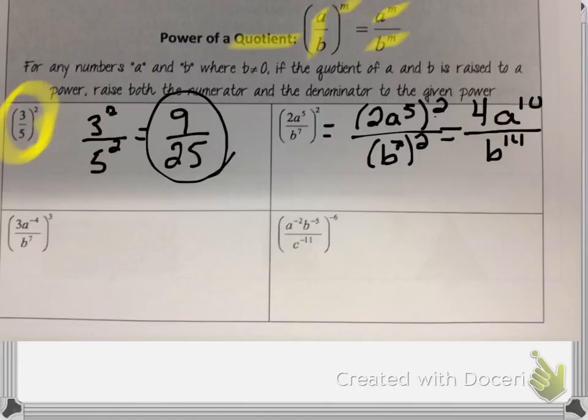Now again, if you have like variables, you need to simplify or reduce first. Otherwise, you can just leave your answer.